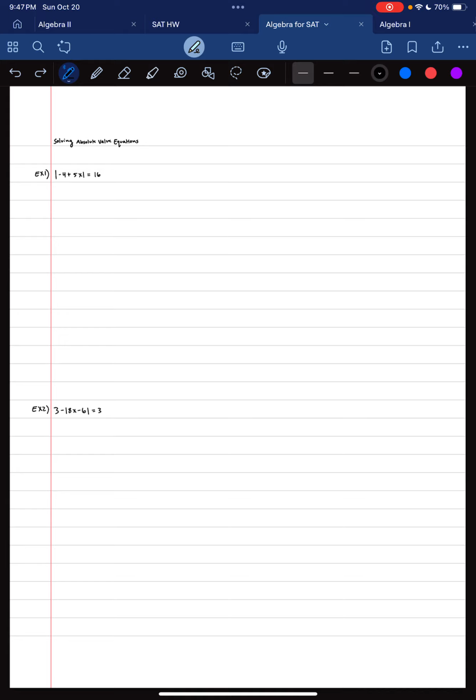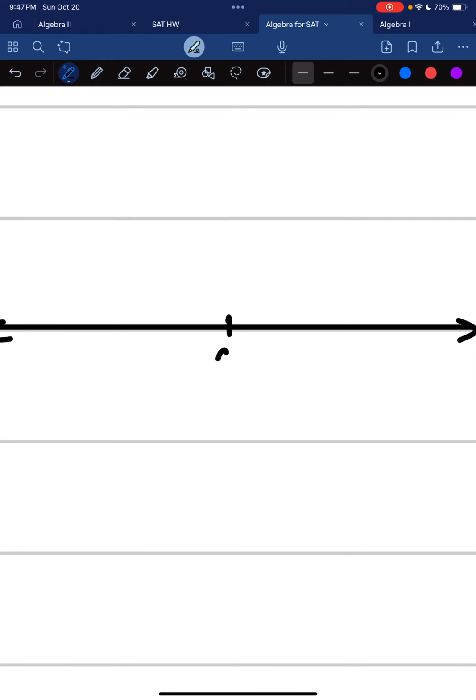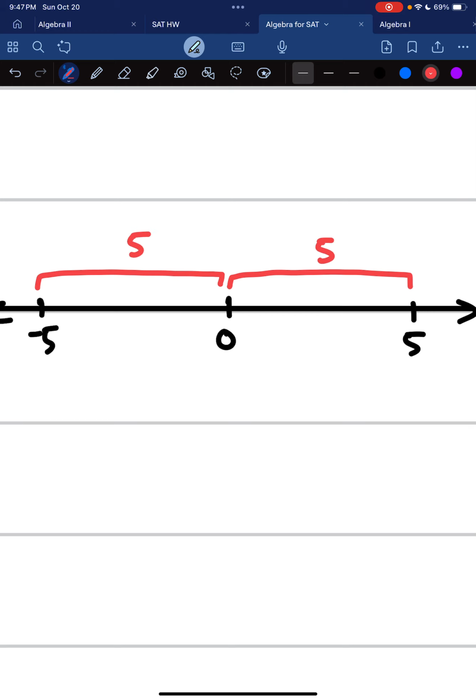Alright, now let's talk about solving absolute value equations. When you're solving absolute value equations, first let's talk about what absolute value is. Let's say I add a number line, and I have 0 here, and let's say this is 5 and this is negative 5. The value of this number is 5 and the value of this number is negative 5. But if I were to ask you what the distance is between 0 and 5 and 0 and negative 5, the distance is 5 in both cases, right? If we're talking about just the distance.